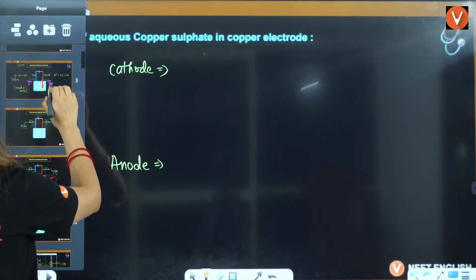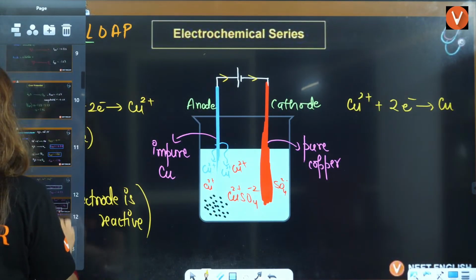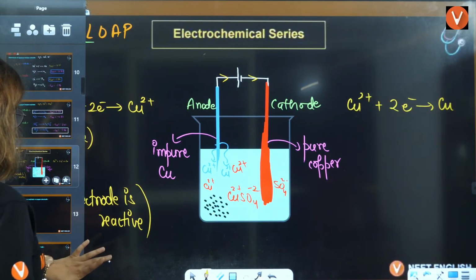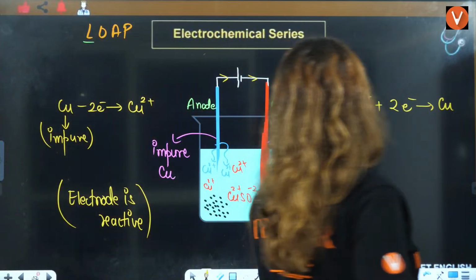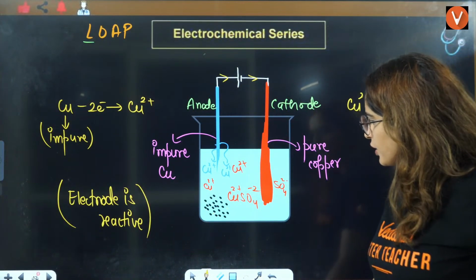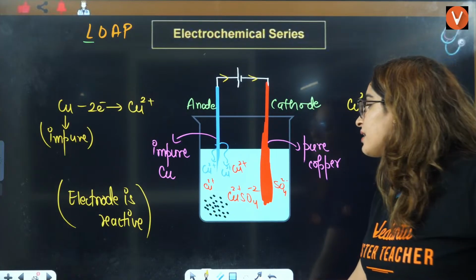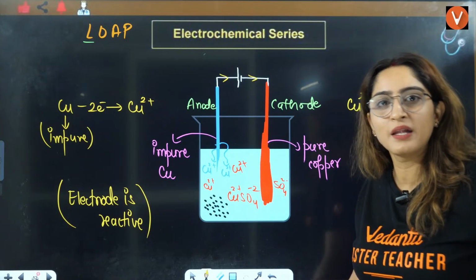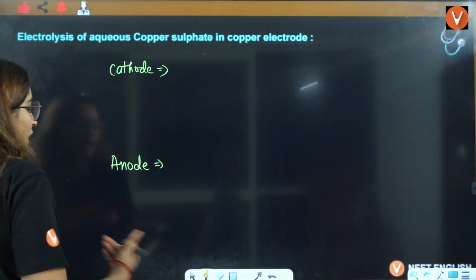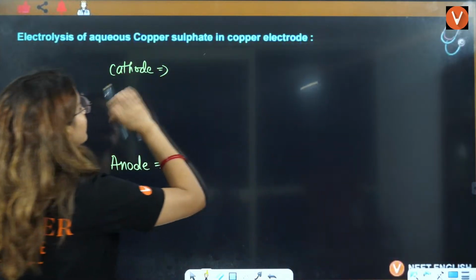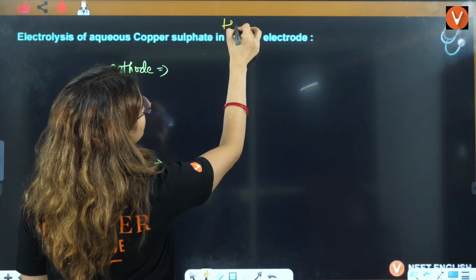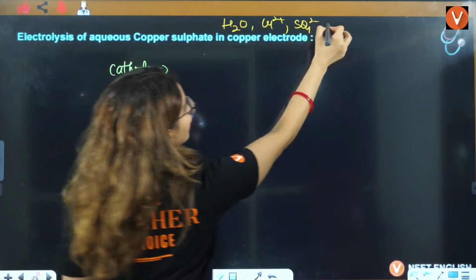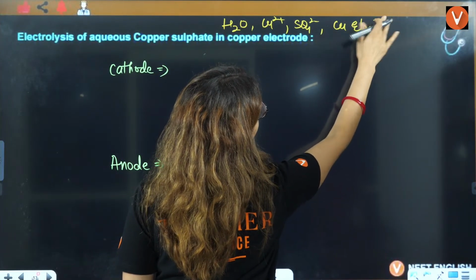This whole process that I have written here is of the same thing. Aqueous copper sulfate with copper electrodes, right? Let's understand why we have ignored water here. So we have H2O, Cu2+, SO4 2-, and we have a copper electrode.